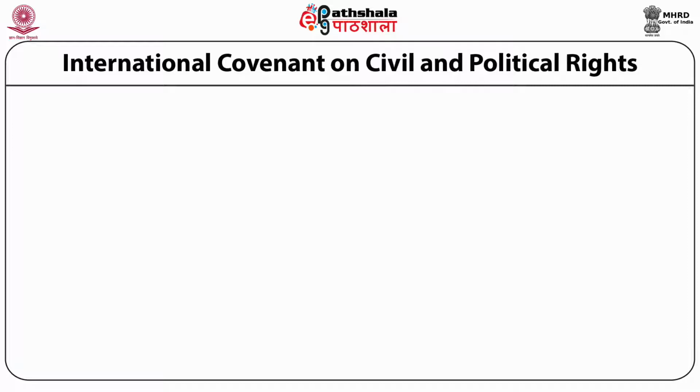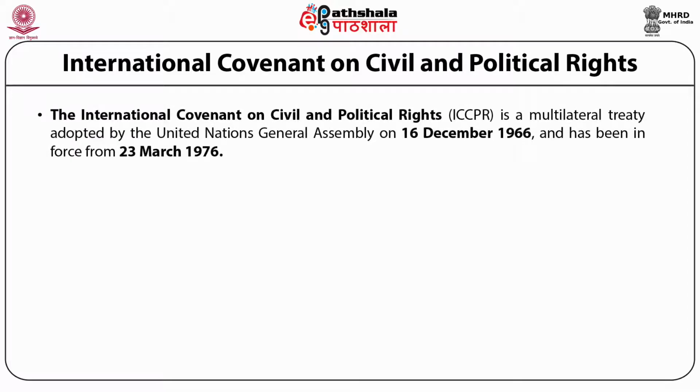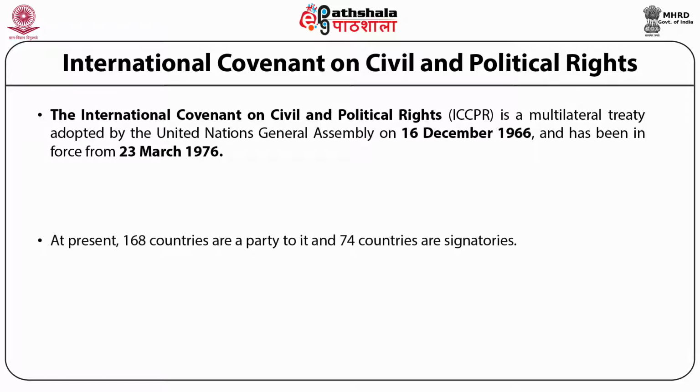Now let's come to the International Covenant on Civil and Political Rights, or the ICCPR. The ICCPR is a multilateral treaty adopted by the UN General Assembly on 16 December 1966 and has been in force from 23rd March 1976. At present, 168 countries are a party to the ICCPR and 74 countries are signatories.